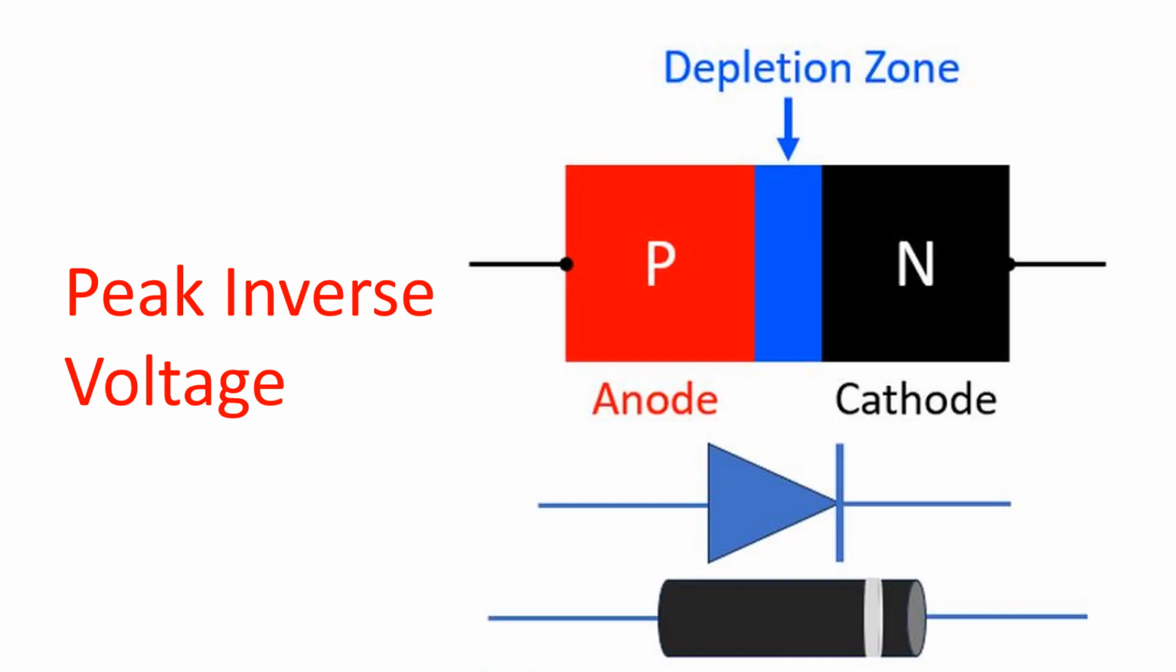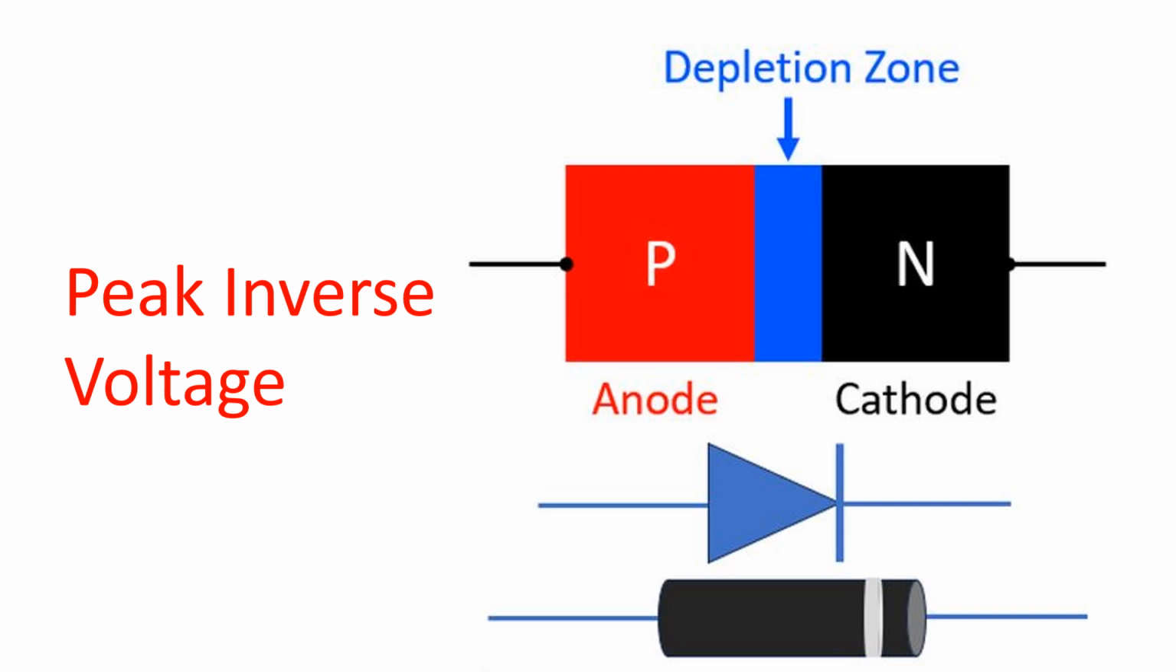We have to know about the concept of peak inverse voltage, that is the maximum voltage which the diode will withstand in reverse bias condition. Usual diodes will withstand about 50 volts in reverse bias condition, but there are high voltage diodes also which can withstand very high voltages. So that is peak inverse voltage.